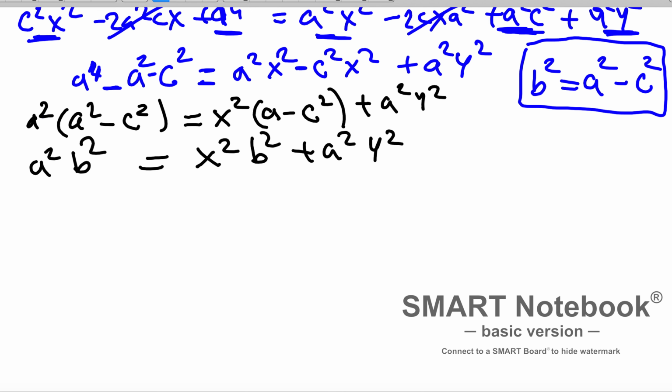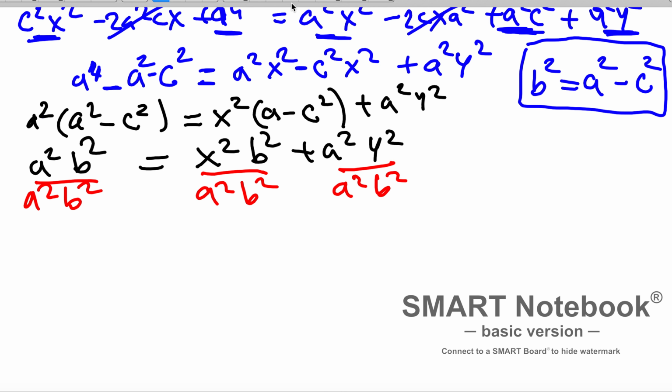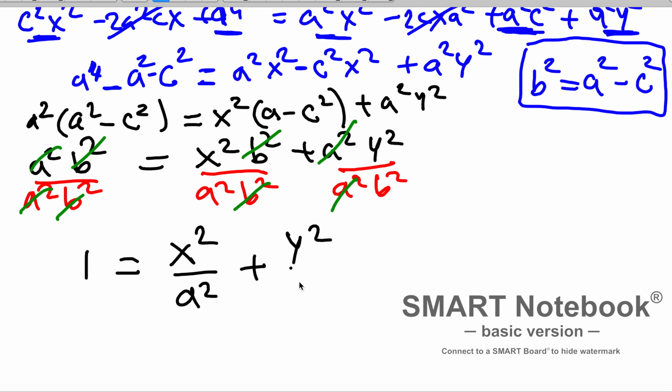What I'm going to do here is divide everything by a squared b squared. Let me divide every term by a squared b squared. So this a squared I can simplify, this b squared I can simplify, and here everything simplifies. What remains here is 1 is equal to x squared over a squared plus y squared over b squared. So here is the end, and we have proved the formula for the ellipse.